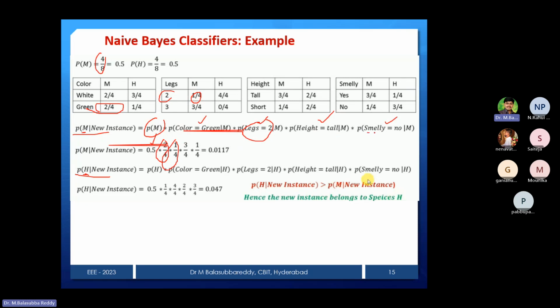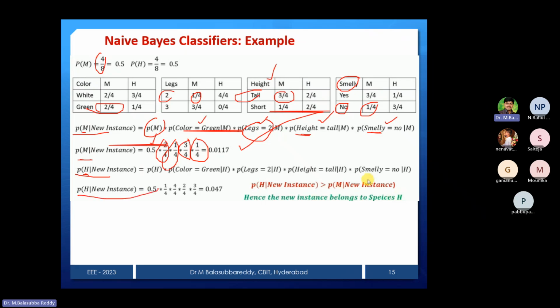Another instance is height is tall with species M, 3 by 4. Then another instance, smell is no. Then you can see smell and no. What is the value? It is 1 by 4. So you can write 1. So like that, we get the probability of species M as 0.0117.